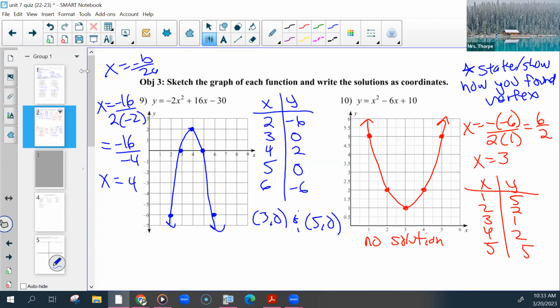Oh, really quickly, sorry. The graph was worth 1 point, showing how you found the vertex algebraically in the table, graphically was worth 1 point, and then the solution. So 9 and 12 were worth 4, and 10 and 11 were worth 3.